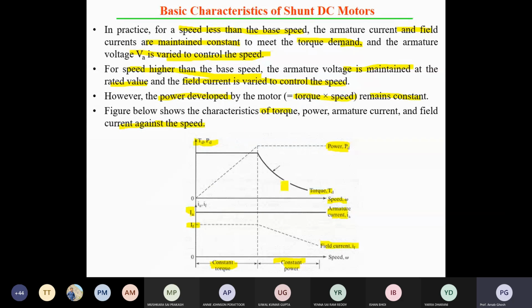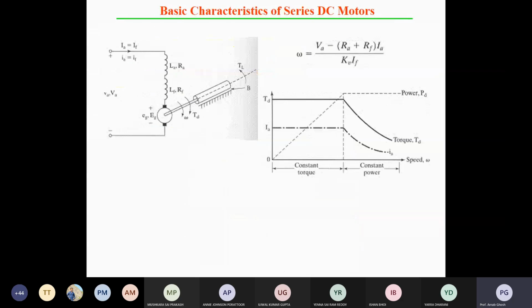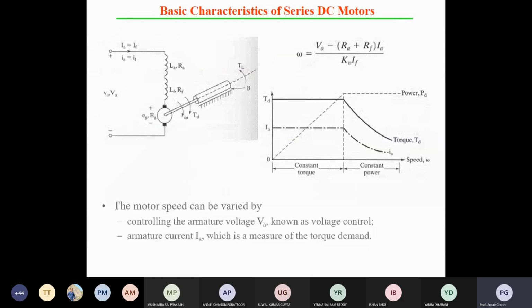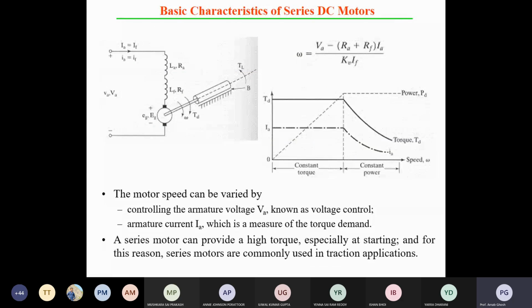Okay, torque and omega vary proportionally in such a way that power should be maintained fixed. So it is the basic characteristic. You can understand what you need to do.